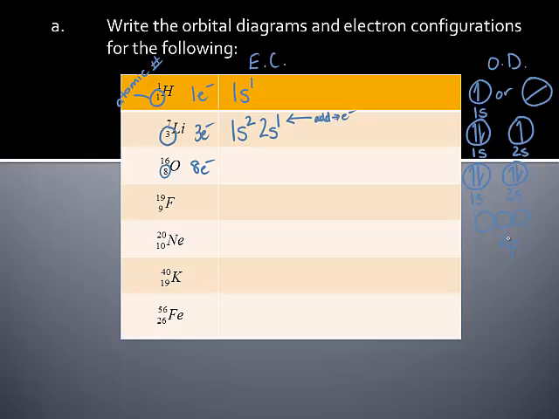Now, before we start to fill it, I want to ask you a question. What do we know about all electrons? Well, all electrons are negative.